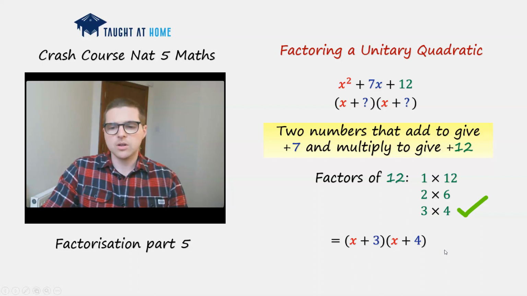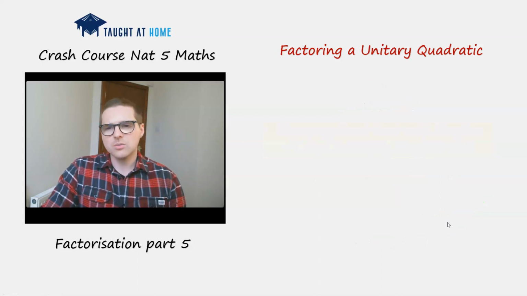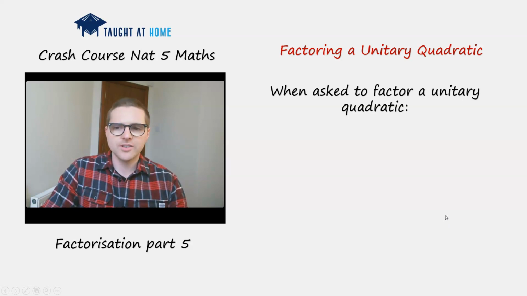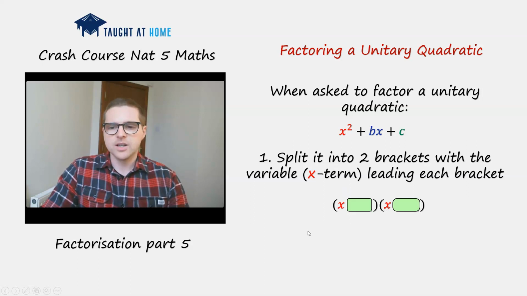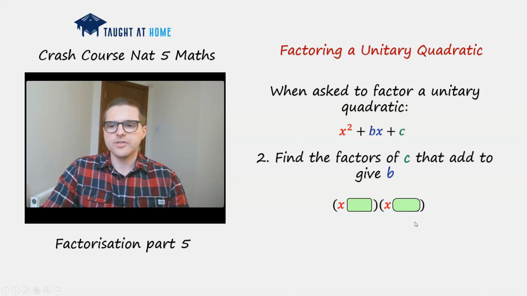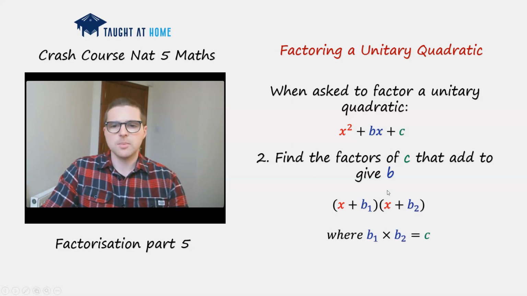And when we multiply these out, we're going to have x squared plus 3x plus 4x plus 12, which simplifies to x squared plus 7x plus 12. Quite straightforward actually. We'll get a lot of practice with this, but when asked to factorise a unitary quadratic, such as x squared plus bx plus c, we split this into two brackets with the x term in each bracket, and we find the factors of c: two numbers that multiply to give c, and when we add them up, they give us b. Alright.